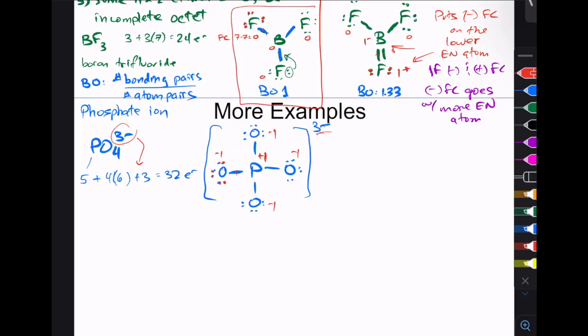So let's see what happens. Can we reduce the formal charge? So let's just take one lone pair and let's just do this one at a time. I'll take the one from the right, but I could have taken this one lone pair from any of those 4 oxygens. Let's just do it for one. That would give me a structure that looks like this.